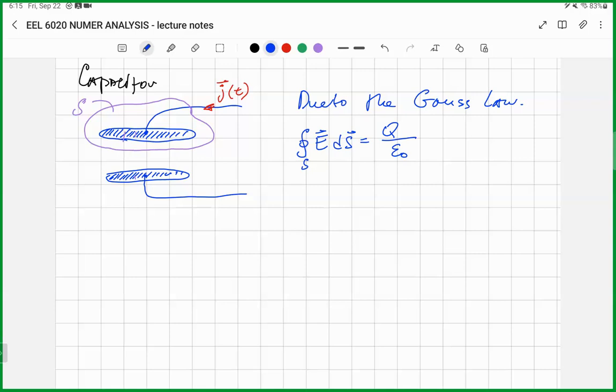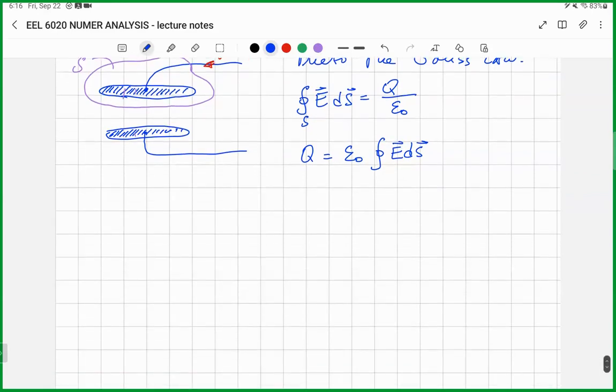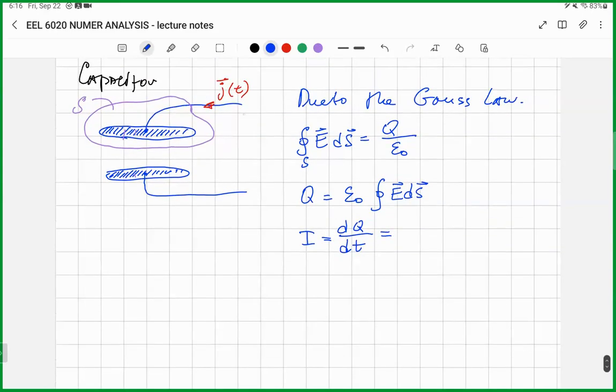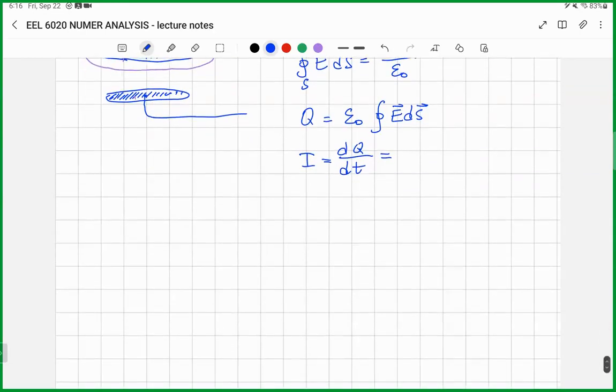All right. So from this formula, I can define the charge, right? So the charge from this formula is equal to simply the product of epsilon zero times the integral E ds. Okay. So next, what is the current? Current in any system is the time derivative of charge. So I can take the time derivative of this charge, right, and get the current. So basically, the current that I supply to this system. Okay, so let's take the time derivative of this integral ds.